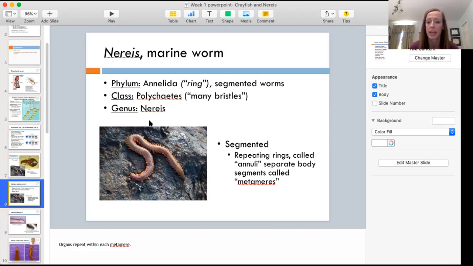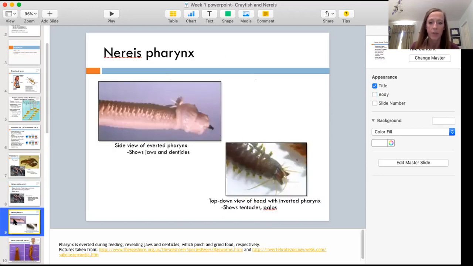It has these repeating rings, these repeating metameres that go along the entire length of the body. So let's look at it in a little more detail. Another neat feature, if we're just looking at the external anatomy of the Nereis, is that the Nereis has the ability to evert its pharynx for feeding purposes, meaning that if you are looking at a worm that is not feeding, or did not die while feeding, it would look a lot like this.